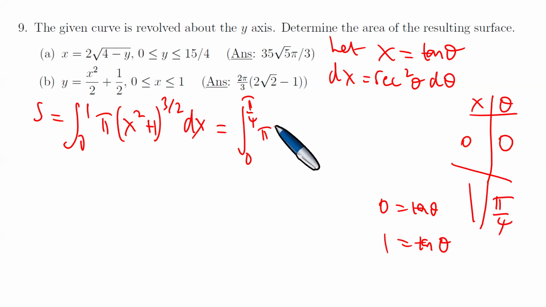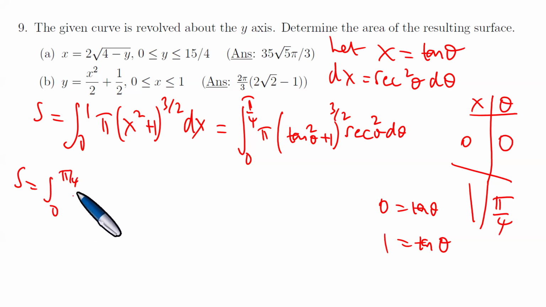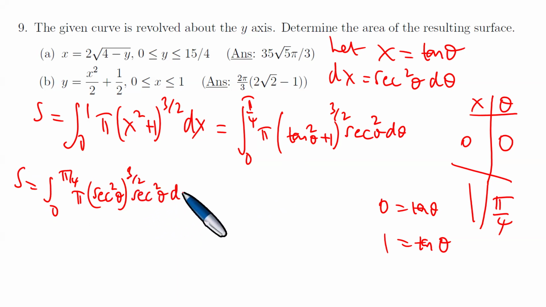Right, and then you have pi, and then here you'd have the x squared plus 1. What is the x squared plus 1? It is the same as tan squared theta plus 1. Then what is dx? dx is sec squared theta d theta. The power is 3 over 2, and you integrate from 0 to pi over 4 radians. The tan squared plus 1 is the secant squared theta to the power 3 over 2, times sec squared theta d theta.